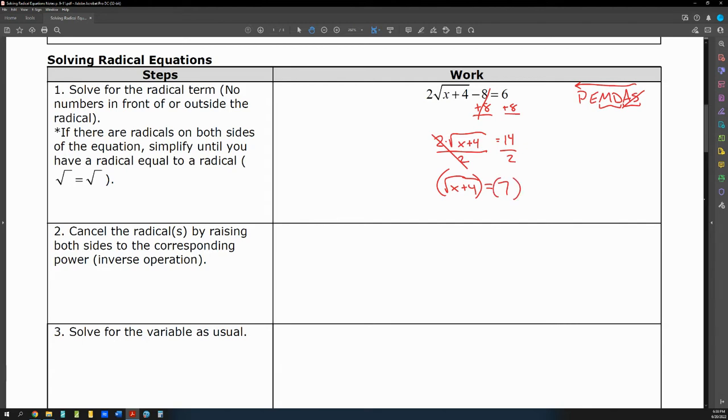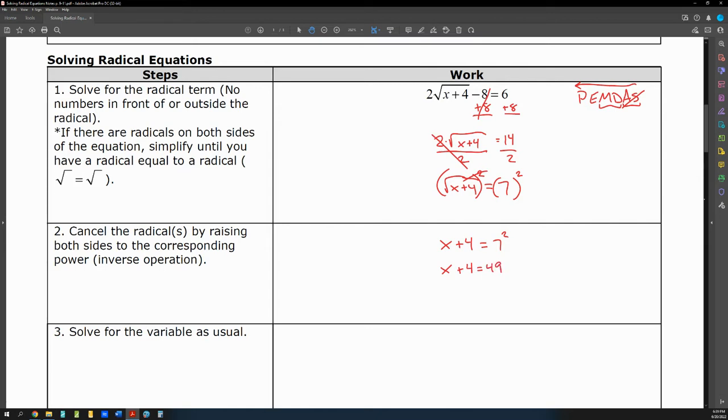The inverse to a square root is squaring, and vice versa. The inverse to squaring is taking the square root. So we're going to square both sides, and that's going to cancel out the radical and the square. All that we're left with on the left-hand side is x plus 4. On the right-hand side, we have 7 squared. So 7 squared is 7 times 7, or 49.